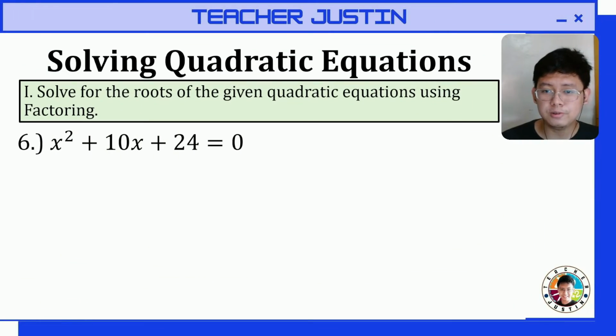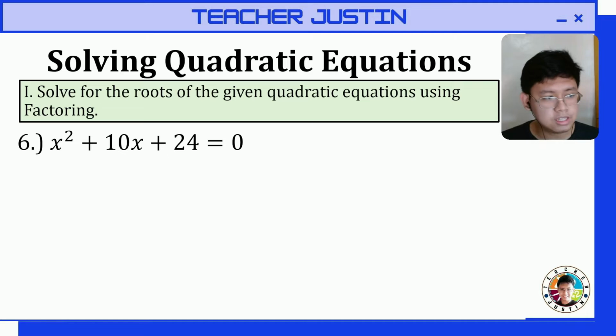Okay, let's solve for the roots of this quadratic equation using factoring. So we have x squared plus 10x plus 24 is equal to 0. Okay, so para ma-solve natin to quadratic equation na to using factoring, ilalagay natin lahat ng variable term and constant term in one side of the equation, and dapat 0 yung nasa right side.